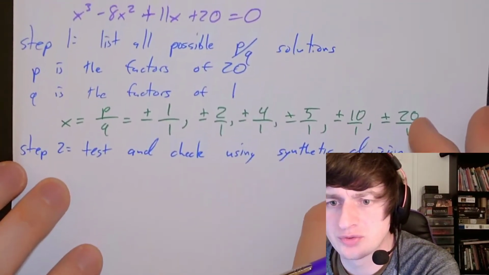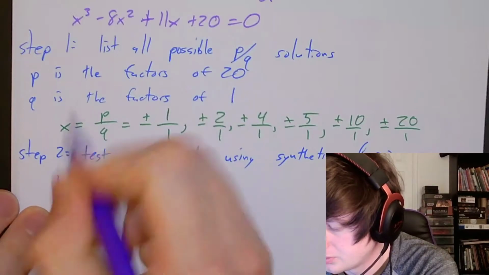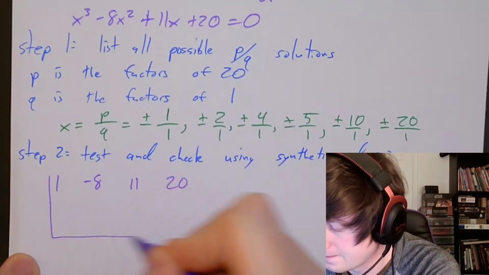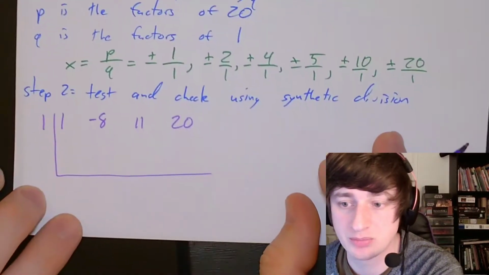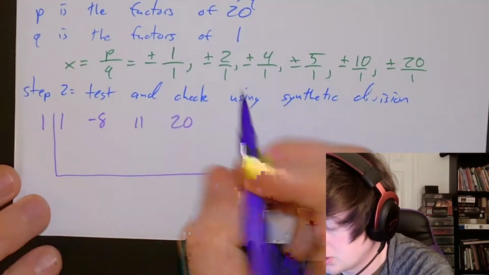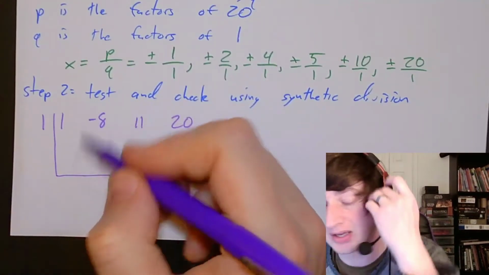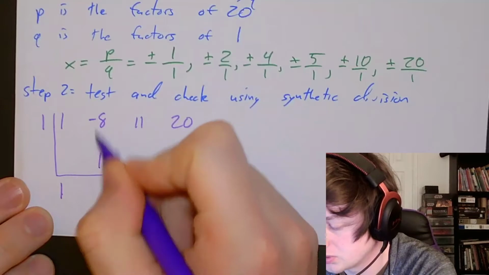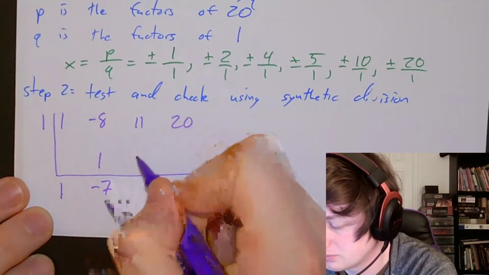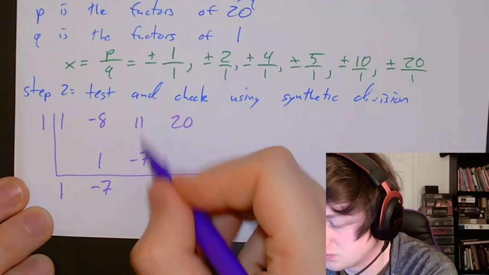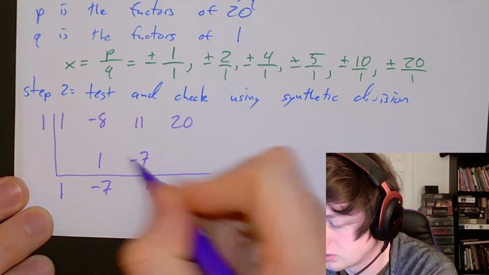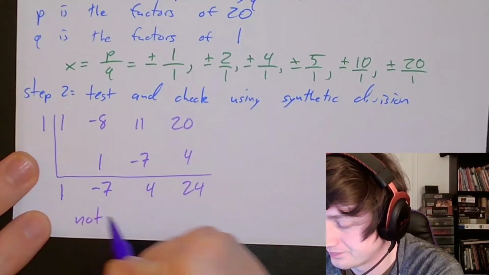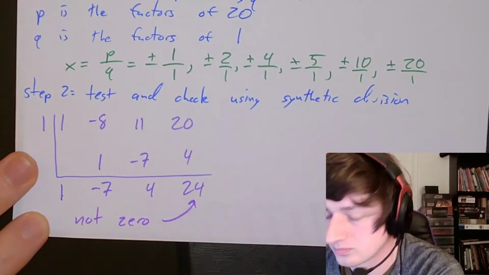So my coefficients for synthetic division are 1, -8, 11, and 20. And so I'm just going to check them in order. 1 first, and we just do our synthetic division. We're going to add down and multiply diagonally. So I add 1 to 0, I get 1, times 1, I get 1. We get -7 times 1. -7 gives me a 4 times 1, 4, 24. This is not 0, which means it's not a solution.